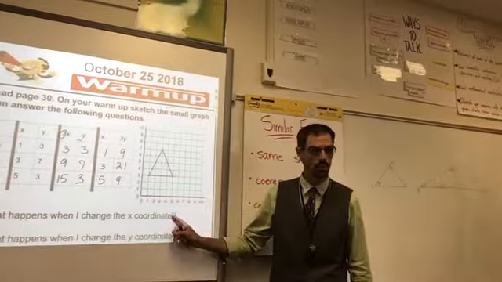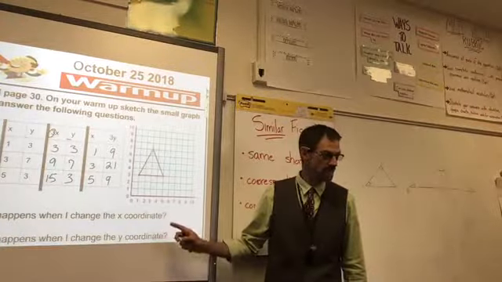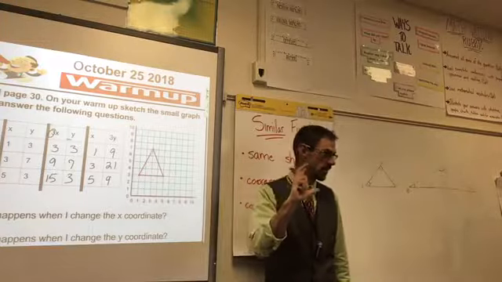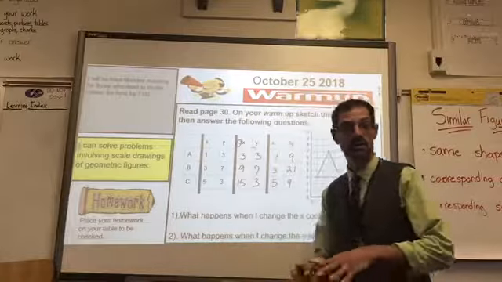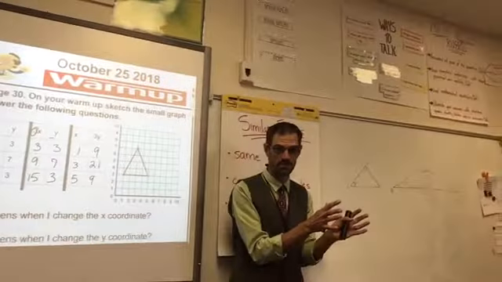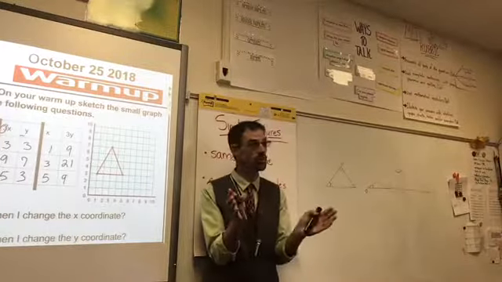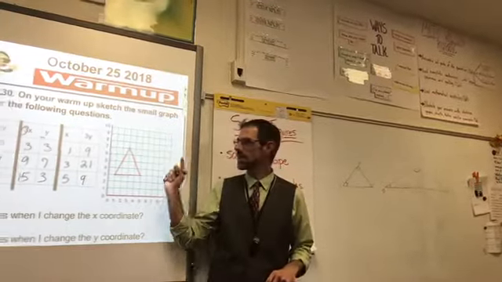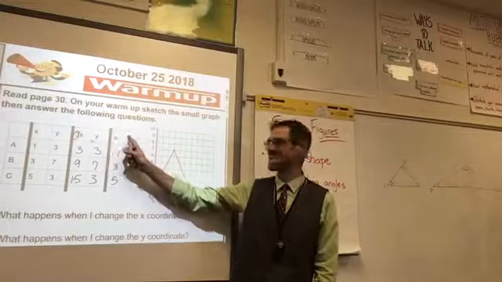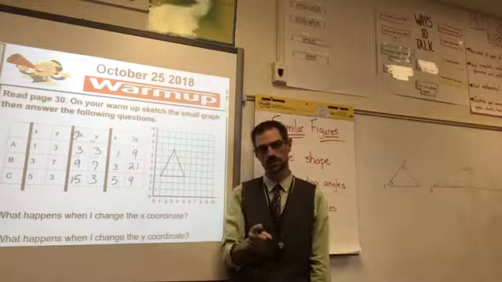These are really two important things to understand about ordered pairs. And if I was to take a scale factor and change one of them, but not both of them, I'm not going to have a similar figure. So tell me, if I was to multiply this by 3 and that by 3, would I have a similar figure? Talk to your partner.